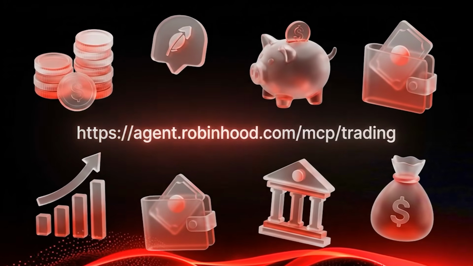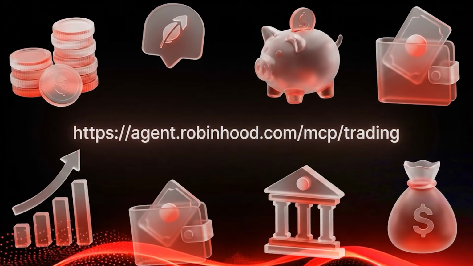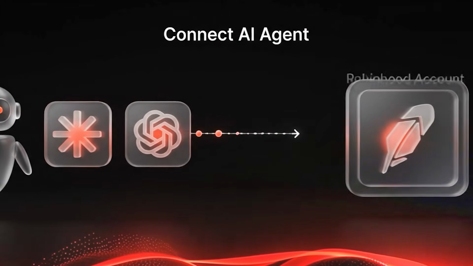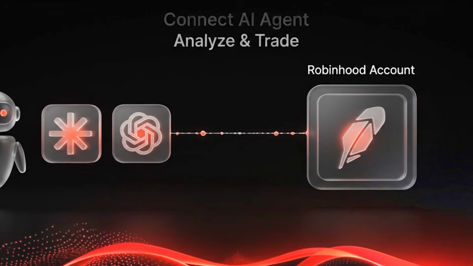It's called agent.robinhood.com/mcp/trading. I'll leave a link to this in the description. So now what I'm going to show you is, using that link, how you can connect to Robinhood's Agentic Trading with ChatGPT and with Claude.